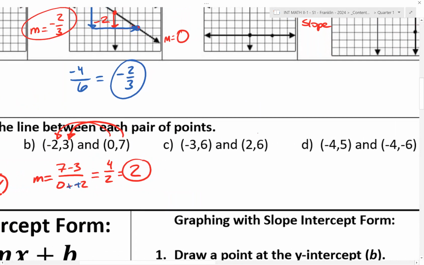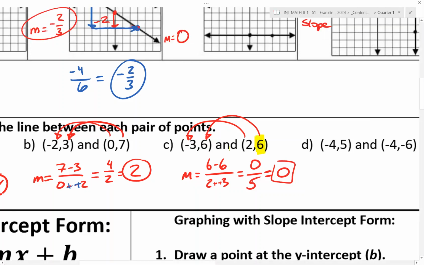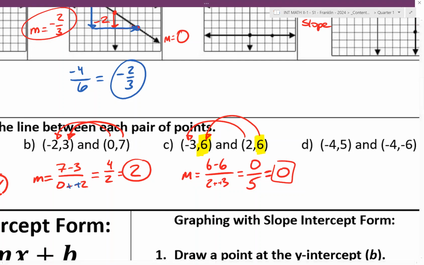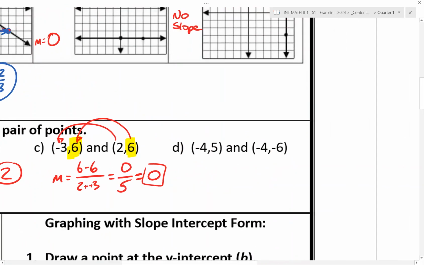All right, next one, 6 minus 6 for the top, and 2 minus negative 3 for the bottom, which turns into 2 plus 3. So we get 0 over 5 here. And anytime you have 0 on top, 0 divided by anything is just 0. So this line would be a horizontal line, and if you notice, they have the same y values, which is why we got 0 in the first place. But 2 points with the same y value would line up horizontally together. So if you see they have the same y value, you know the slope is going to be 0.